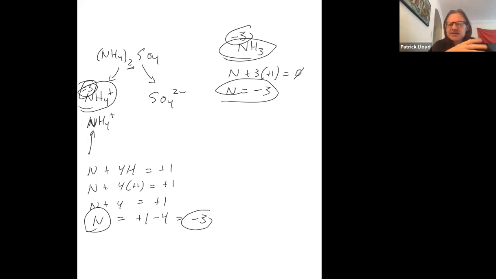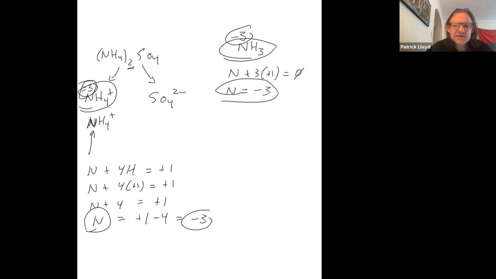If you go through and you do the hydrogen, you'll find it's +1 on both sides. If you go through and you do the sulfur, you'll find that the sulfur is +6 on both sides, and the oxygens are -2 on both sides. So everything stays the same. Nothing changes in terms of oxidation numbers. And there you go. Okay.